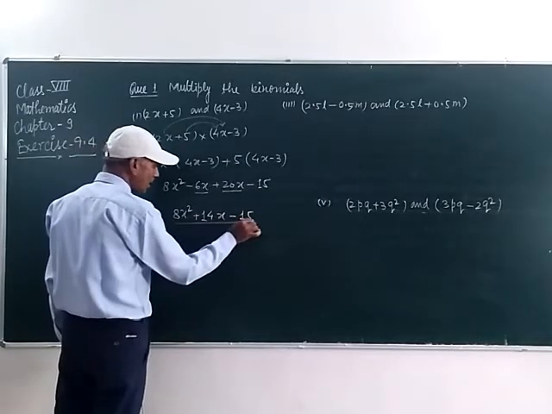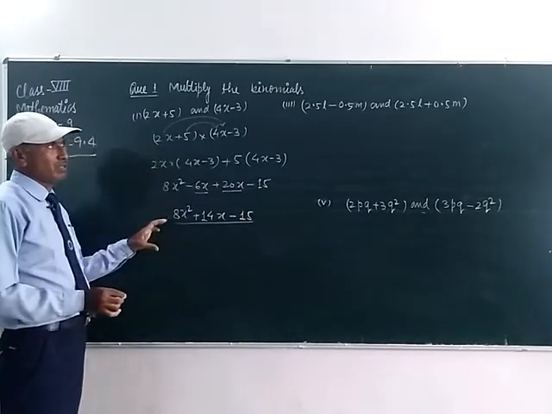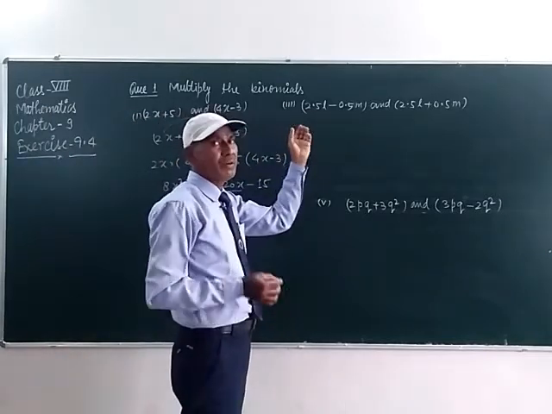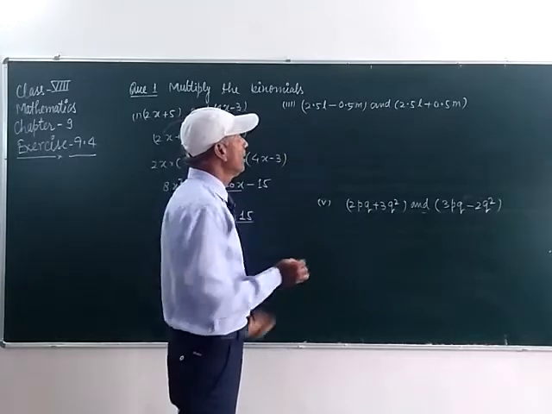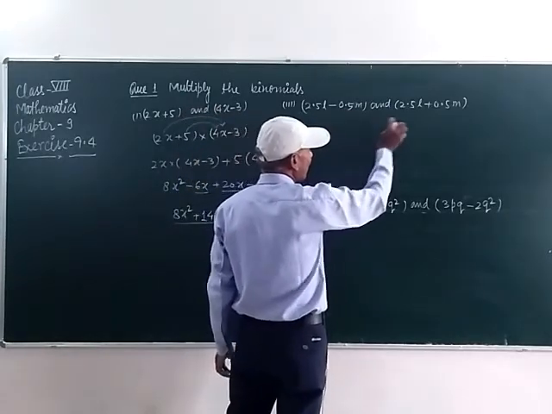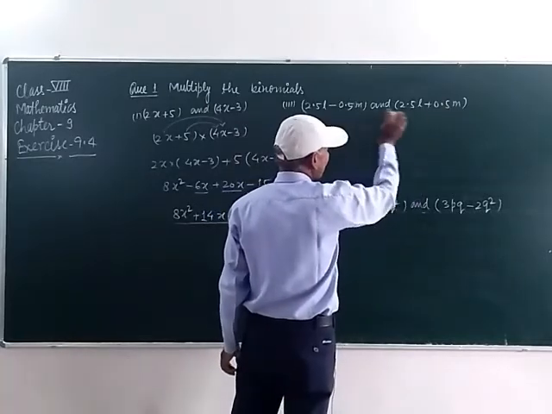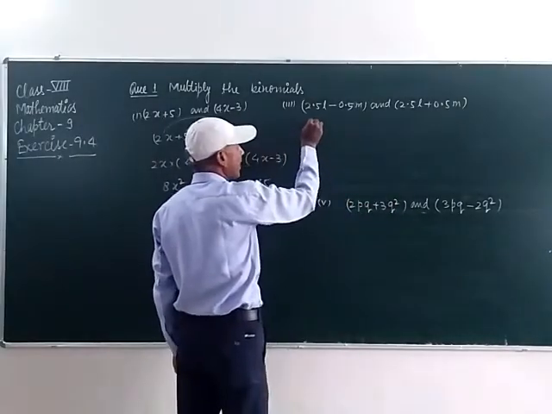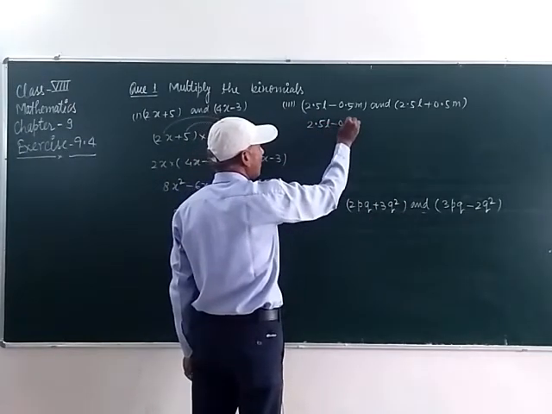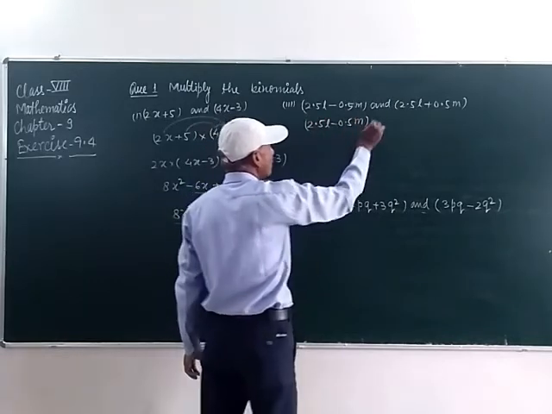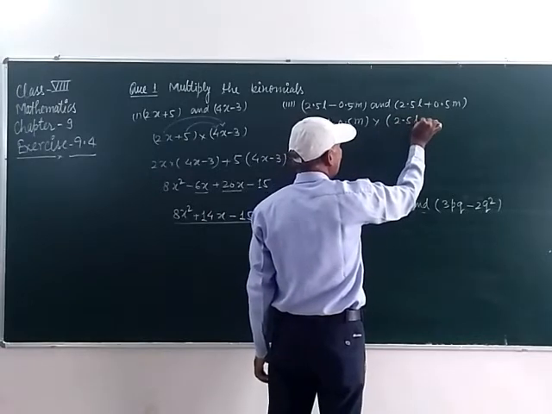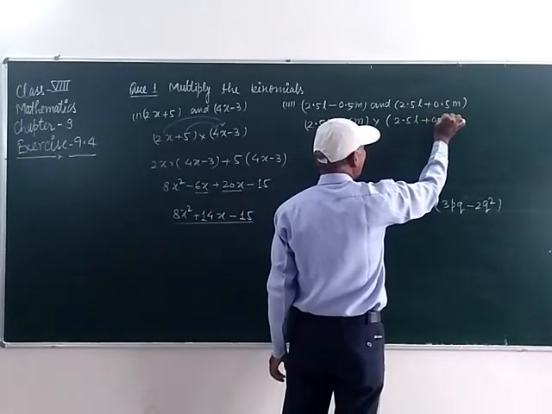This is the solution of the first part of this question, and in the second part we have to do the same type of multiplication. In this there are two binomials, and we have to multiply the first binomial with the second binomial. So write it like this: 2.5L minus 0.5M into 2.5L plus 0.5M.